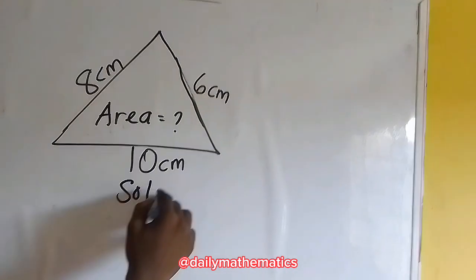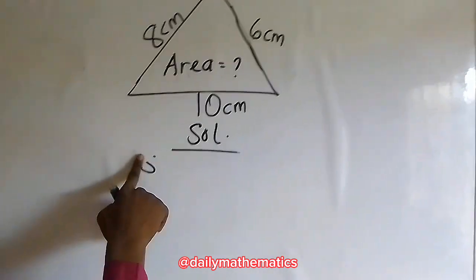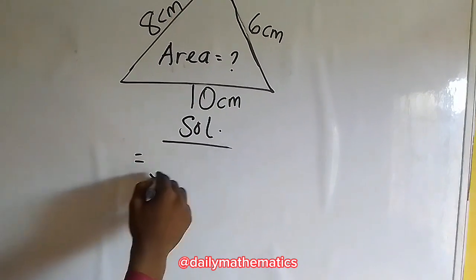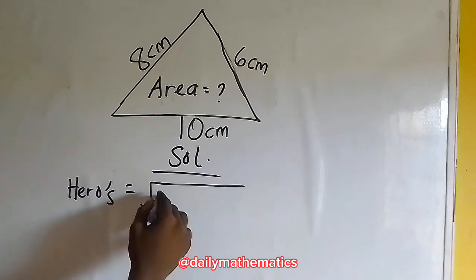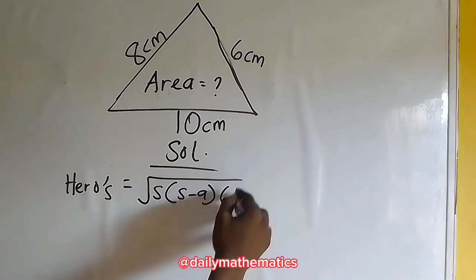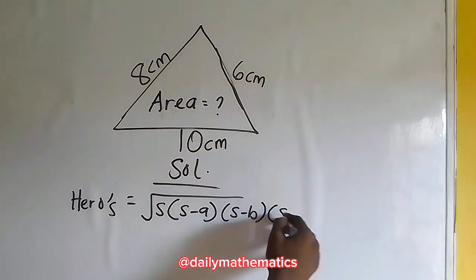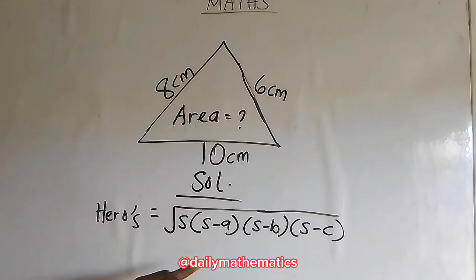So, solution. We want to use Hero's formula, which says the area is the square root of s bracket s minus a bracket s minus b bracket s minus c. This is the formula we're going to be using.